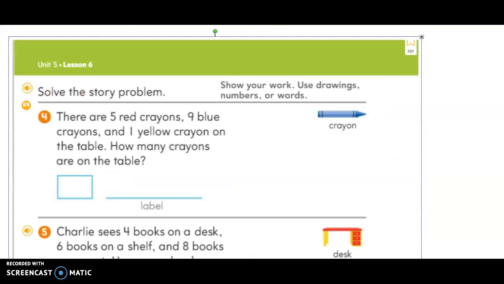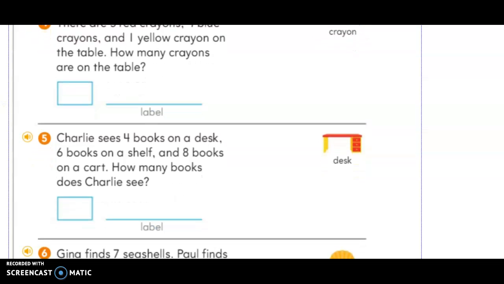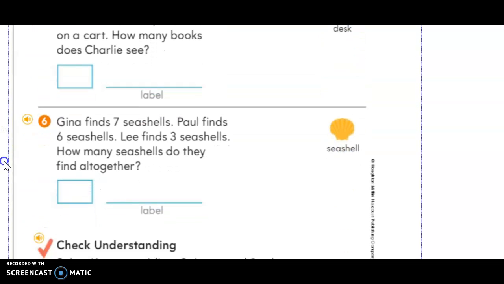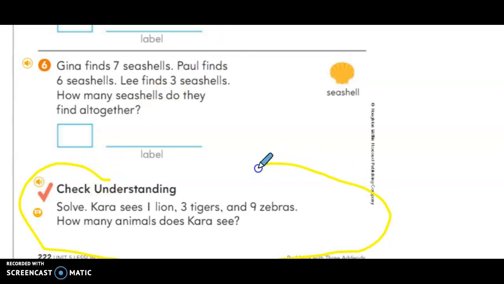Okay, on the back side, you're going to have some story problems again. Use those equations. If you have to use the cubes, if you have to make a drawing, do whatever you have to do to find the right answer. Remember to look for those 10 partners to make your life easier. And today I would like you to do this one on the bottom. Check for understanding. Please do complete this. It's just extra practice. It's good for you.